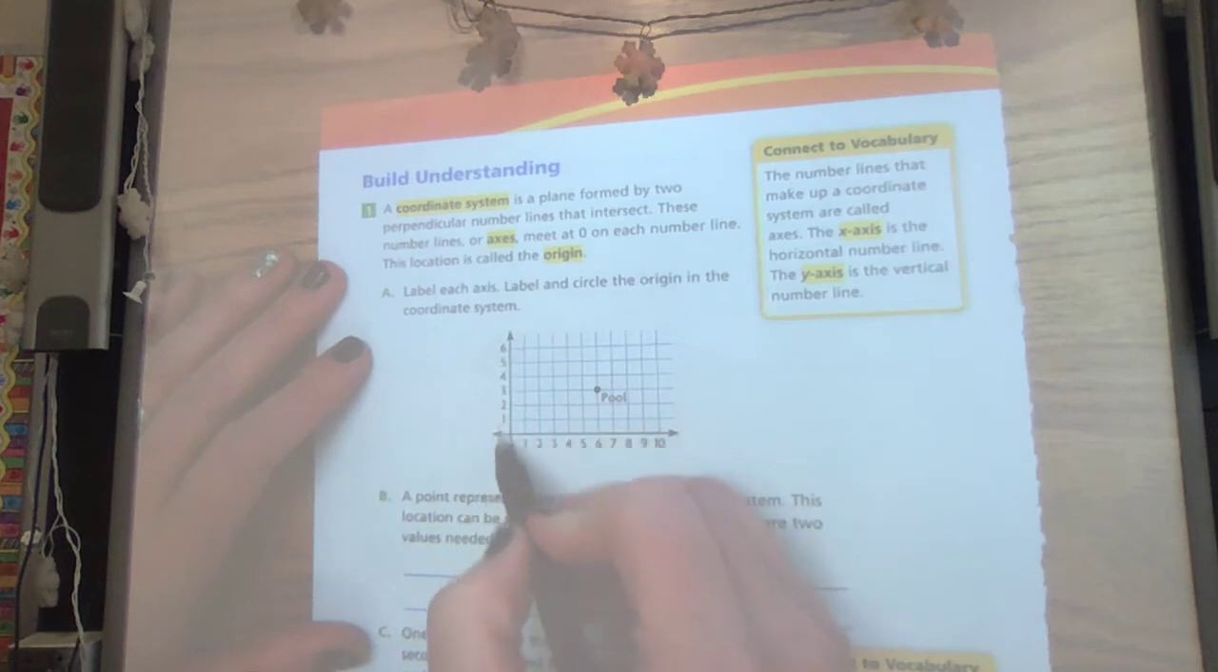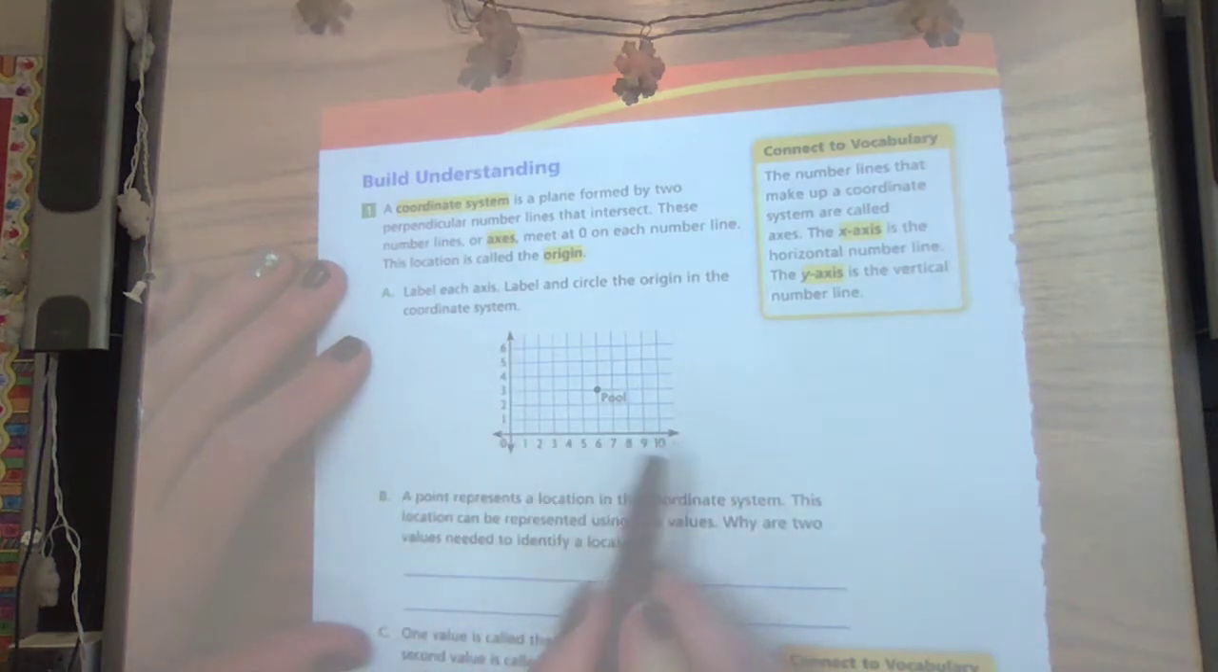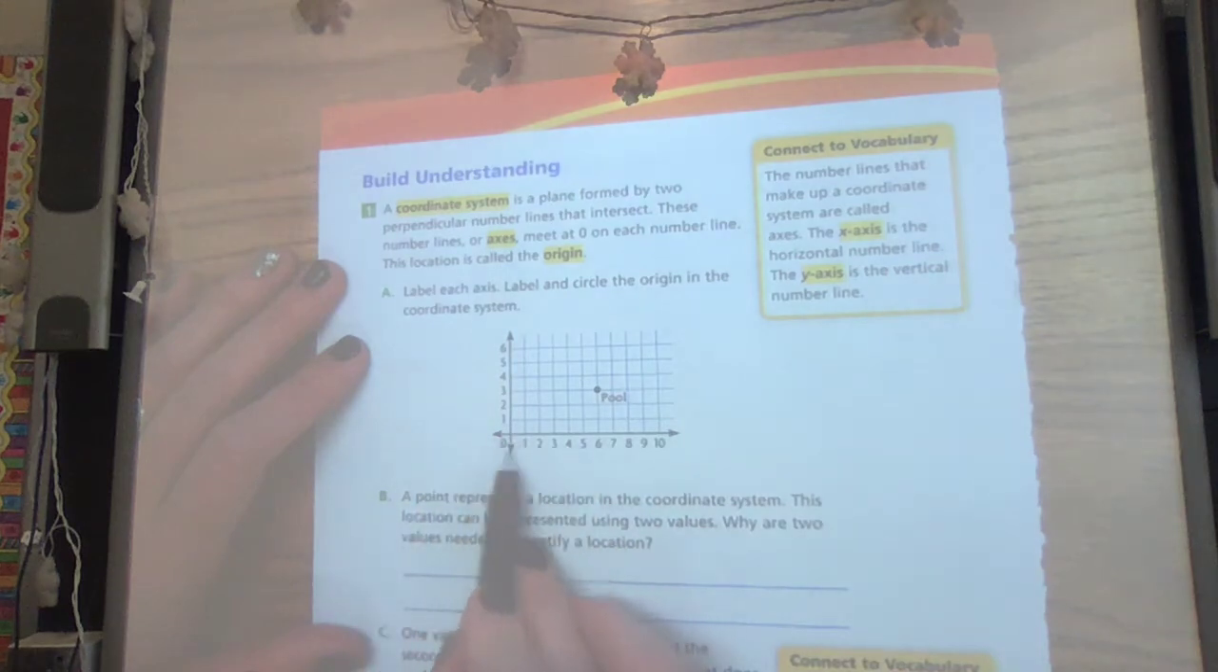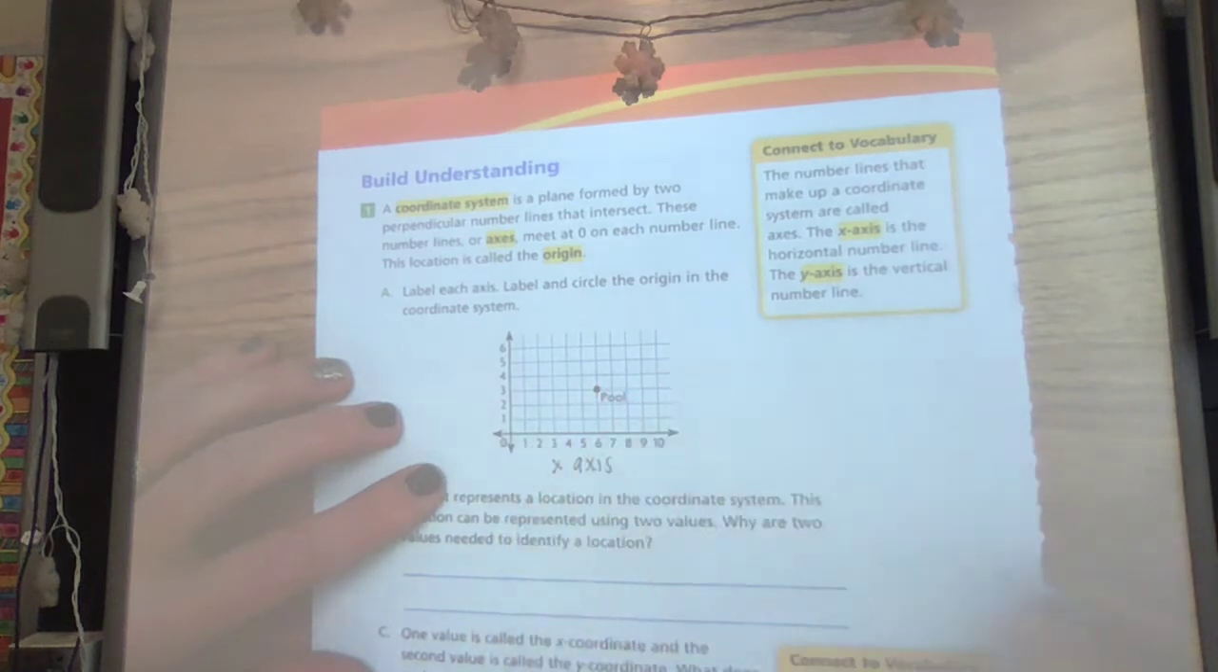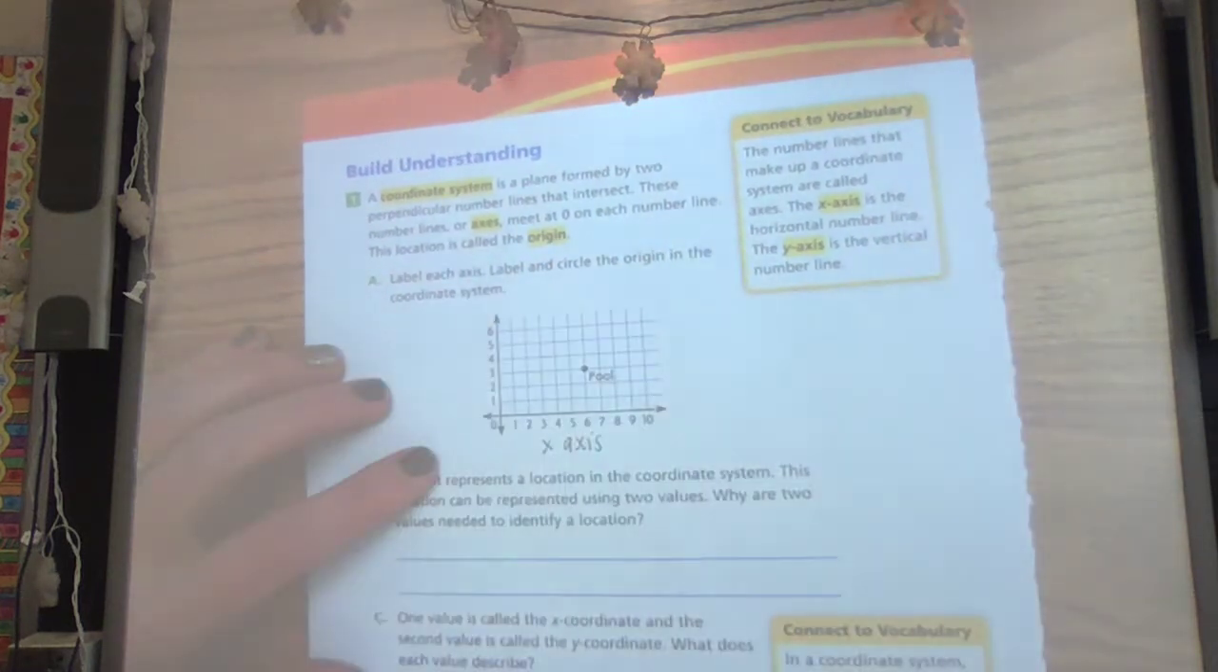So we've got these lines that are intersecting, okay? Perpendicular lines make that 90-degree angle like we see right here. Down here is our x-axis. It always goes left to right. And our y-axis goes up and down.